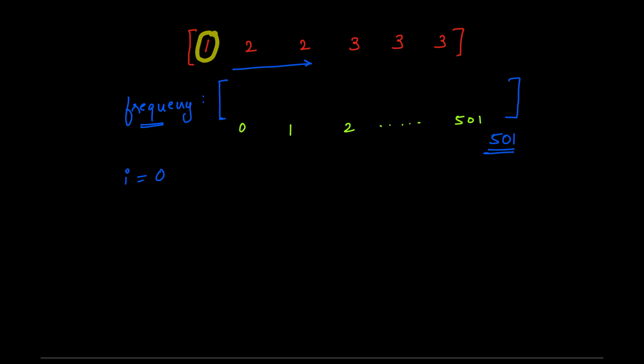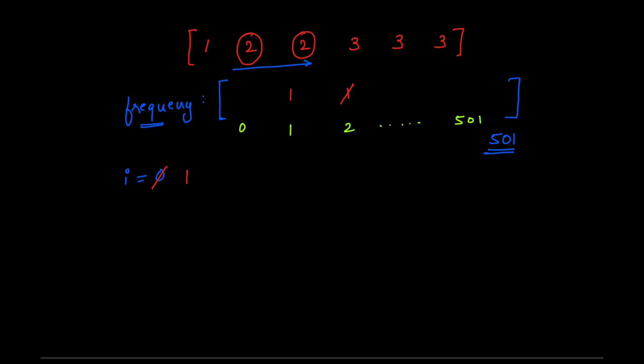For instance, let's start with i pointing at 0, that is, it's pointing at 1 in the original array. So the corresponding value of 1 in the frequency array currently is 0, so I'll increment it by 1. That is, frequency of 1 is now 1. Now we'll increment the pointer to the next value. So i is equal to 1, the value is 2. So frequency of 2 will be incremented by 1.